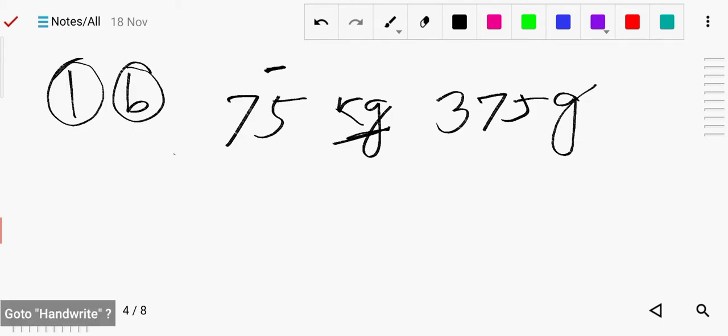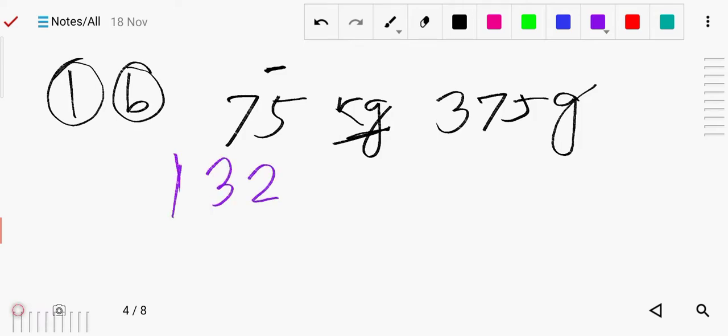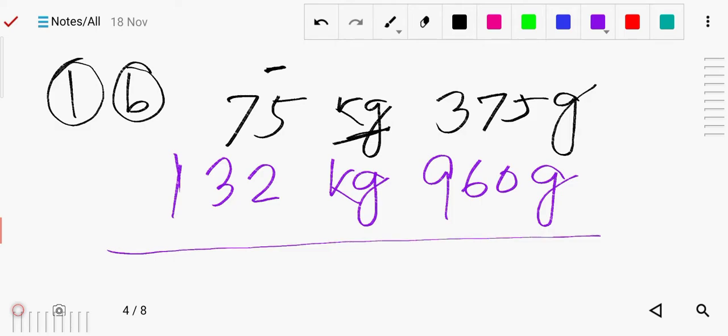132 kg, okay, and 960 gram, and these two we have to add, okay? Here you can place the 0 because there is no digit at the 100 place, so you can put the 0 there. Now you can add. Gram plus gram, so 5 plus 0, okay.